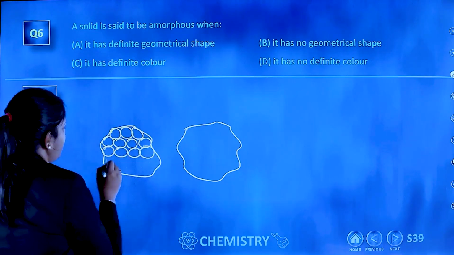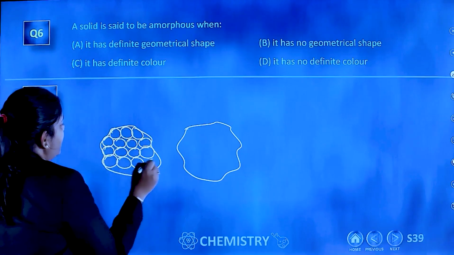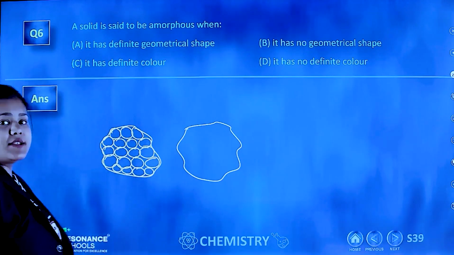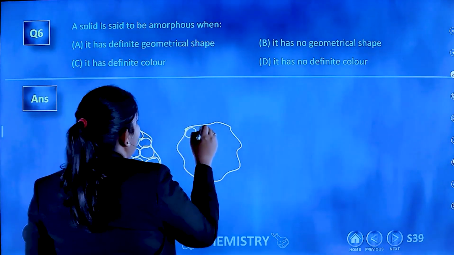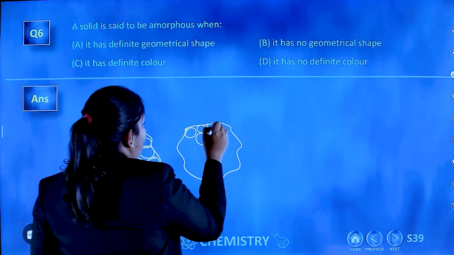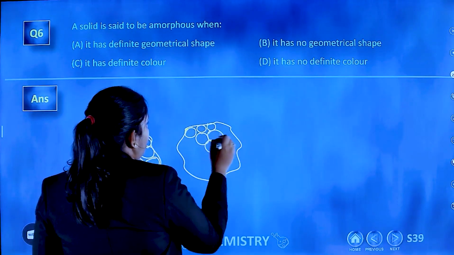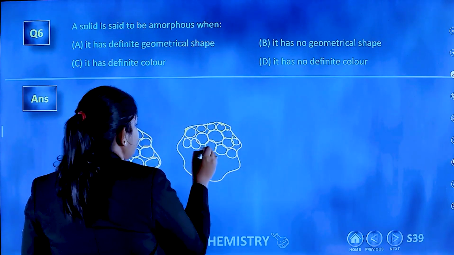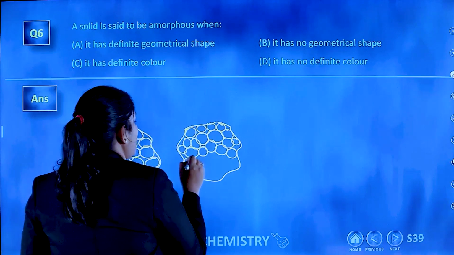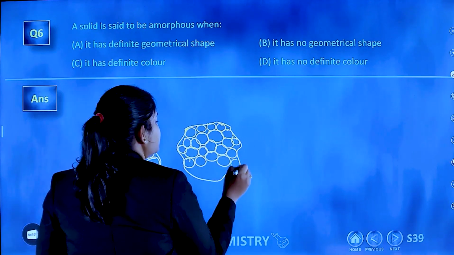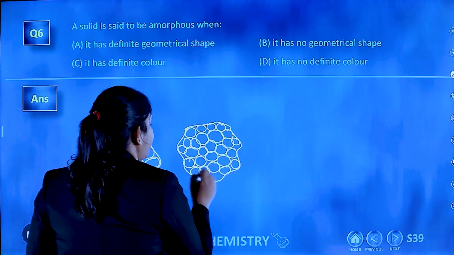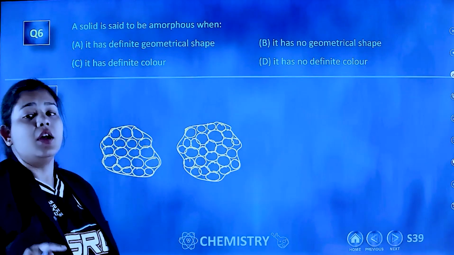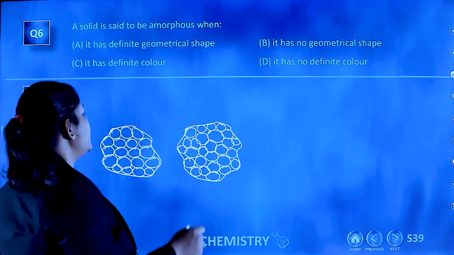Please listen very carefully. There are two types of solid: crystalline solids and amorphous solids. But the basic definition of a solid is that the particles are very close to each other. When the particles are very close to each other, that is a solid. Okay, fine. But can you see the difference between A and B?